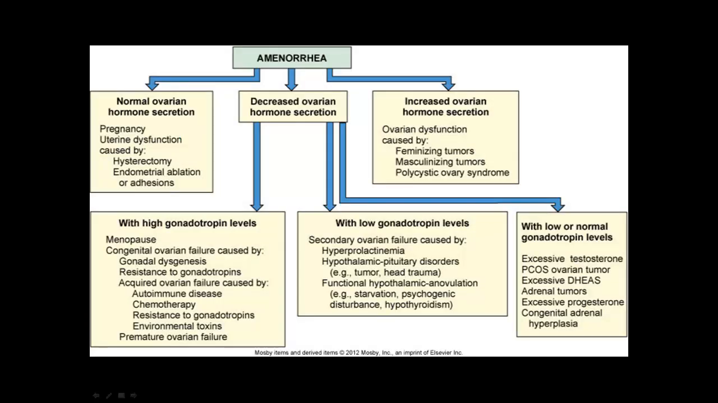So let's look at some of the many causes that could cause a person to have amenorrhea. Over on the left-hand side, normal ovarian hormone secretion. Well, we could have pregnancy. I mean, that's going to stop the period, right? Okay, so we can have decreased ovarian hormone secretion with high gonadotropin levels, with low gonadotropin levels, or with low or normal gonadotropin levels. And you can see all of the different situations, all the different causes that could cause that to happen. We can also have increased ovarian hormone secretion. Okay, and you see that over on the right-hand side as to what might cause some of those things to happen.